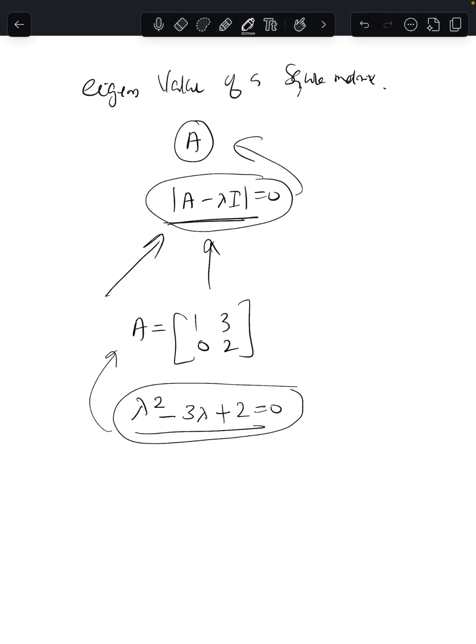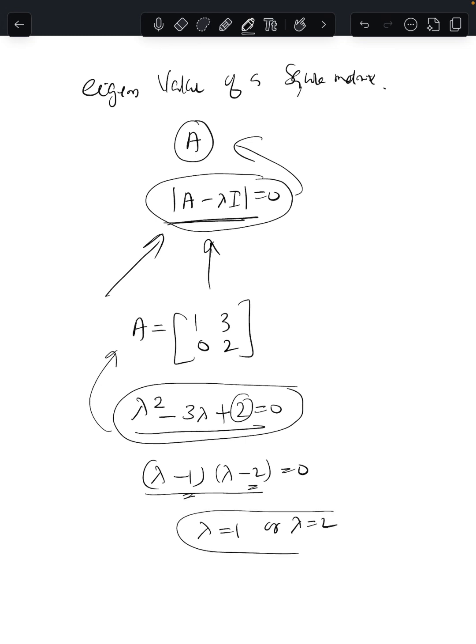This will be the characteristic equation of A. Then the eigenvalue is the root of this quadratic equation. We can find its roots by several methods. I am going to use the easiest way: we can rewrite this quadratic equation as lambda minus 1 into lambda minus 2 equal to 0, since minus 1 into minus 2 equal to plus 2, and minus 1 plus minus 2 equal to minus 3. From this equation we get lambda equal to 1 or lambda equal to 2. Lambda equal to 1 and lambda equal to 2 are called eigenvalues of the matrix A.